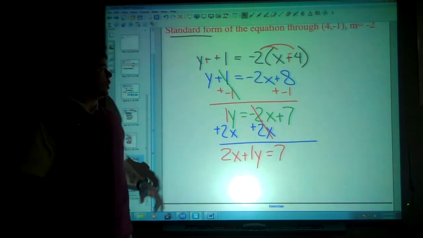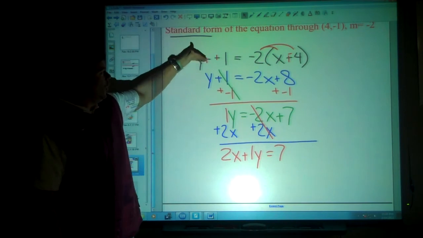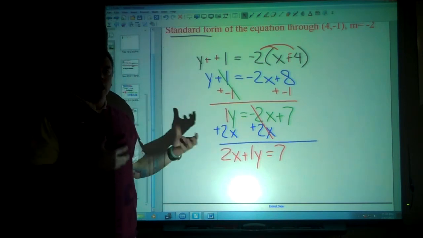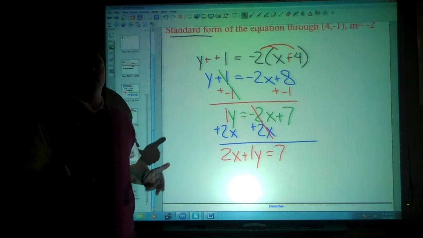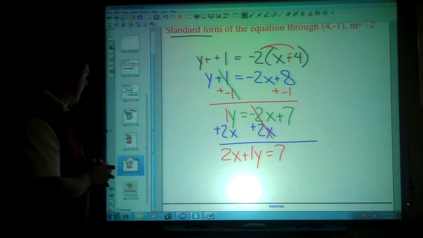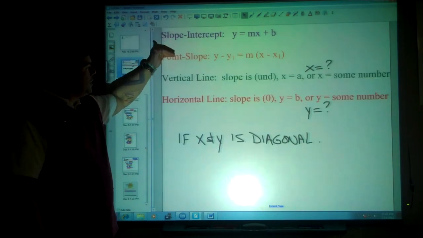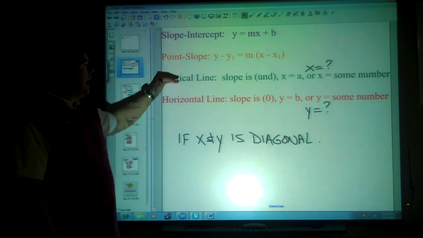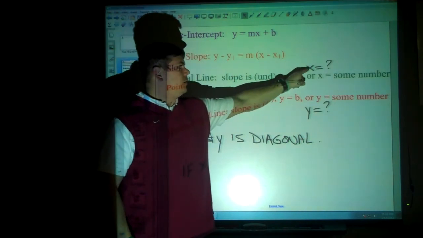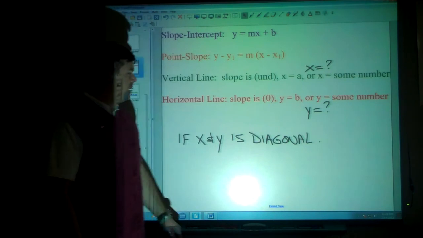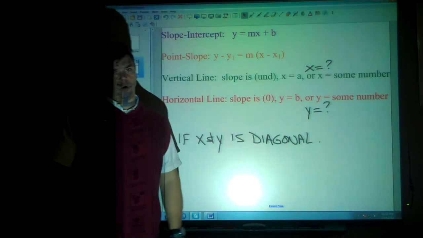So I'm hoping you're starting to see that there are some relationships between point-slope form, slope-intercept form, and standard form. They're just variations of really the same information, depending on how you shuffle it around. So you have 3 forms now: slope-intercept, point-slope, and you now have standard form. And you know a vertical line only involves the letter x. And you know a horizontal line only involves the letter y. And you know that if it's x and y, it's going to be diagonal.